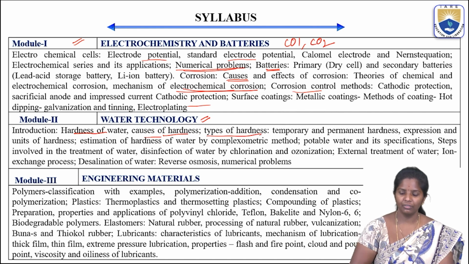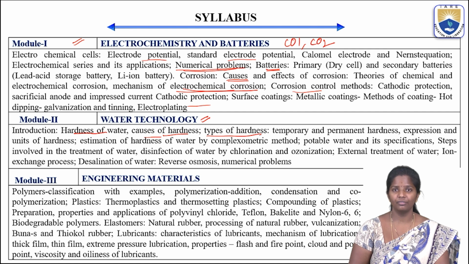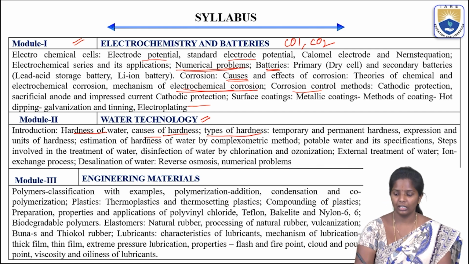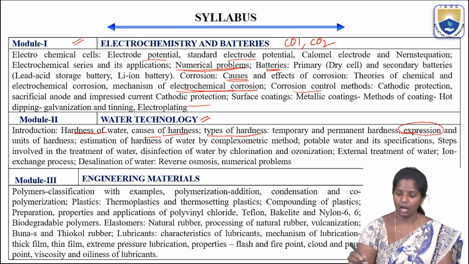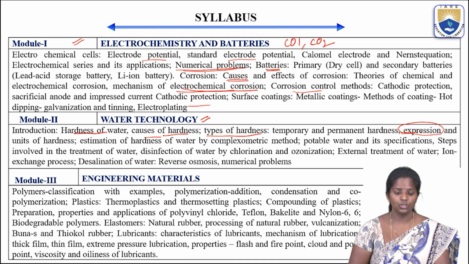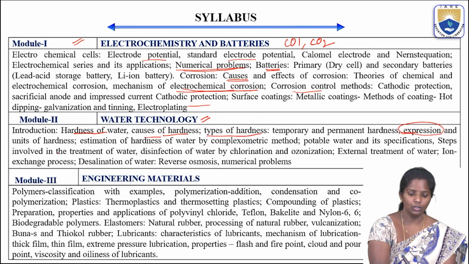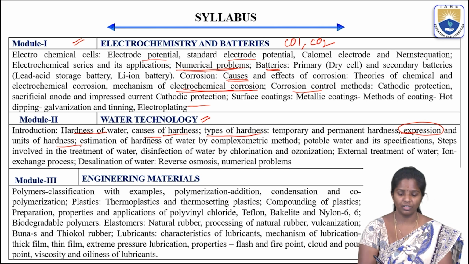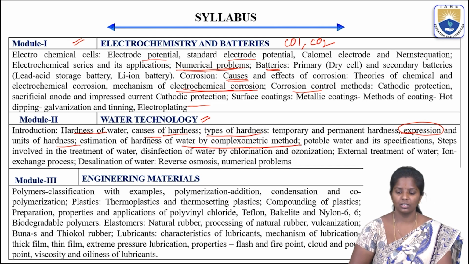So here we will give an understanding and recall the information on types of hardness like temporary hardness, permanent hardness, and the expression that is used, how hardness is measured, so that the engineers will readily have the knowledge when they go to the industries. Then units of hardness, estimation of hardness by complexometric method.